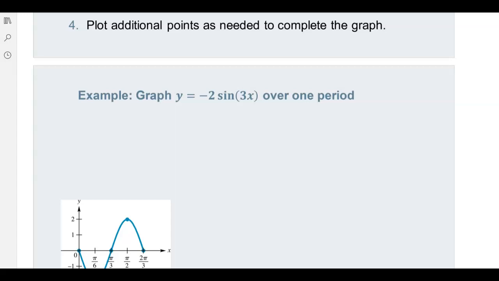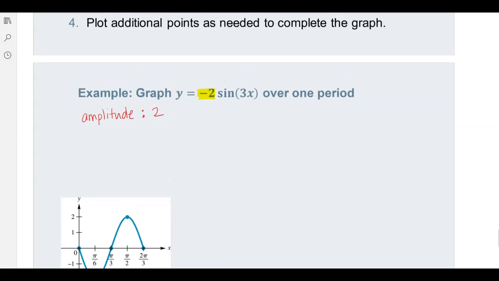In this example, we have both an amplitude change and a period change. We've got two things happening. We said that the amplitude is going to be the absolute value. So the amplitude for this is going to be 2. That means that our max and our min values will be at 2. I can see that reflected in the graph down here. The negative sign that's in front actually means a reflection. This is going to reflect the graph over the x-axis. Anytime that there's a negative sign in front of a function, that's always a reflection.